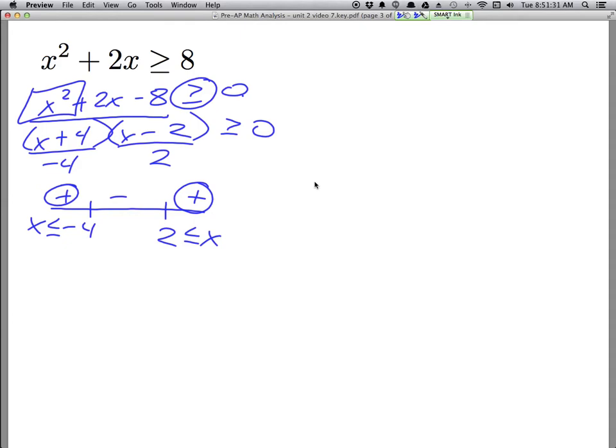Now, anytime you have to write 2 x's, there always needs to be an or in between those 2 statements. Okay, and we're going to clean it up and write it in set notation, get a little bit more exact with our answer. So we're going to do x such that x is less than or equal to -4, or 2 is less than or equal to x. That's how we want to write our answer. So x, that vertical bar, means such that. So x such that x is less than or equal to -4, or 2 is less than or equal to x.